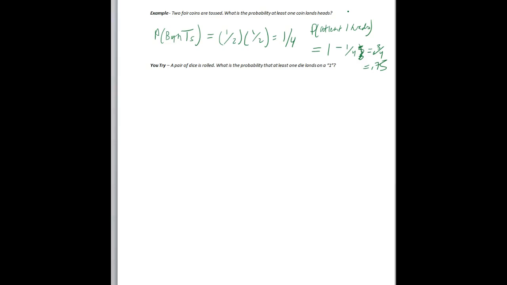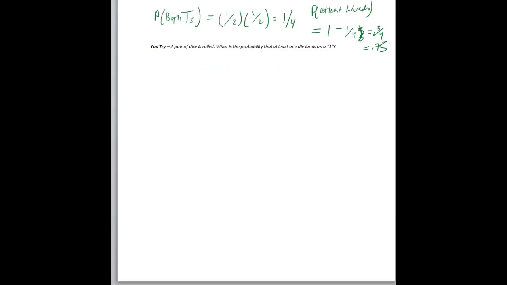All right, hope you had a chance to pause the video and try that out on your own. Let's go ahead and do it. A pair of dice is rolled, so two different dice. What is the probability that at least one die lands on a 1? We're going to do this the exact same way. At least one of them lands on a 1, so what's the opposite of that? The opposite is that neither lands on a 1.